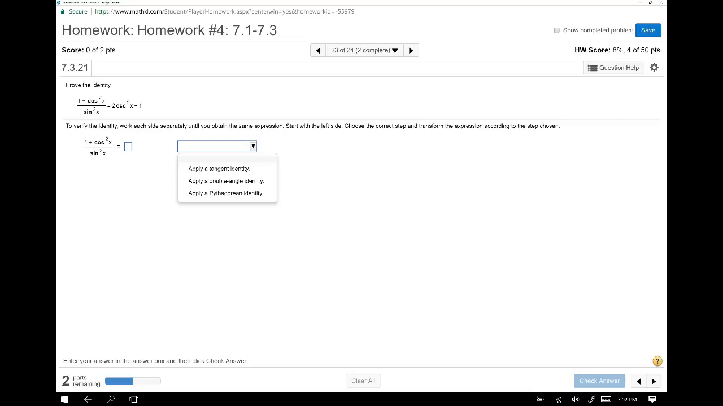A double angle identity. None of those is a double angle identity either. No, this is interesting. I'm going to pull up my identities real quick because this one has me stumped. 1 plus cosine squared is not anything. It is not an identity at all. Now sine squared we could replace with 1 minus cosine squared. I don't see right now how that's going to help us though.